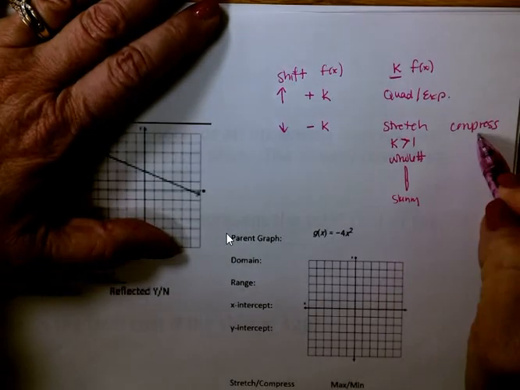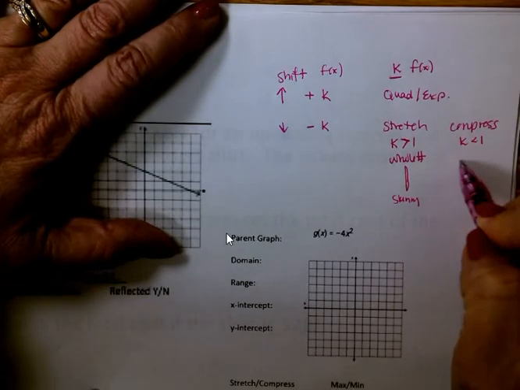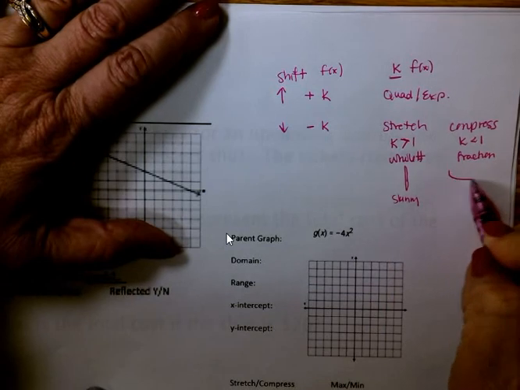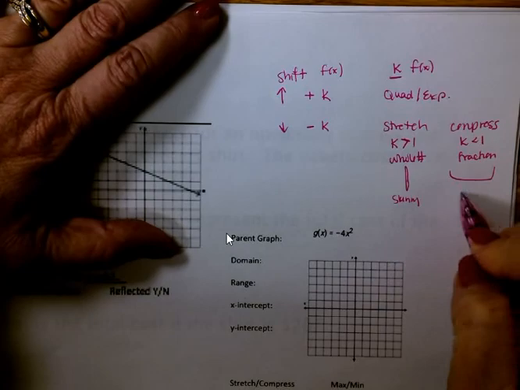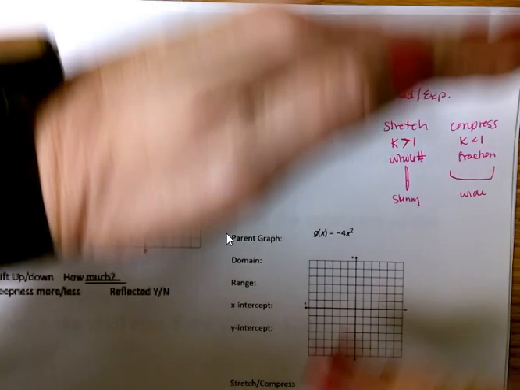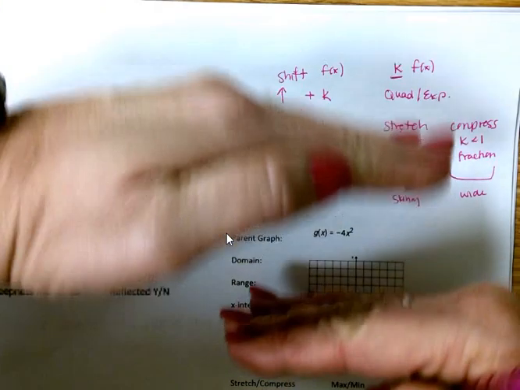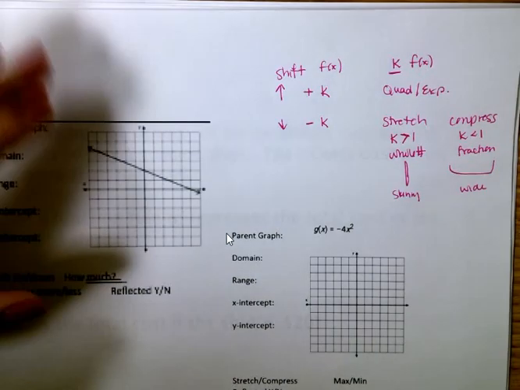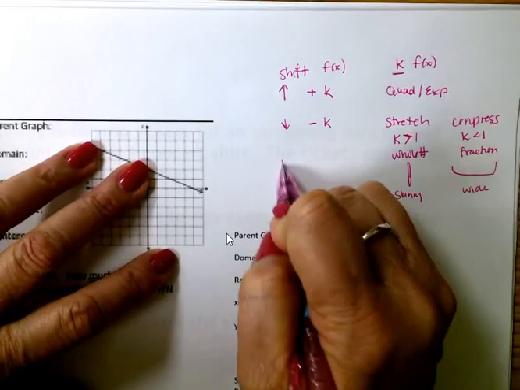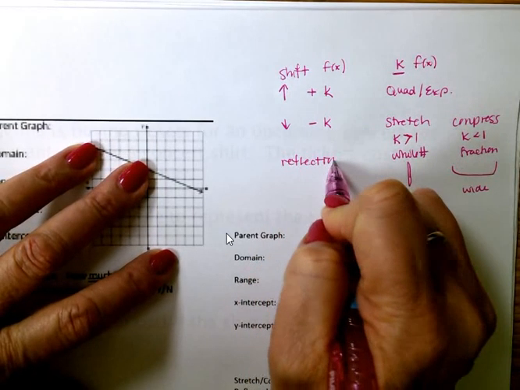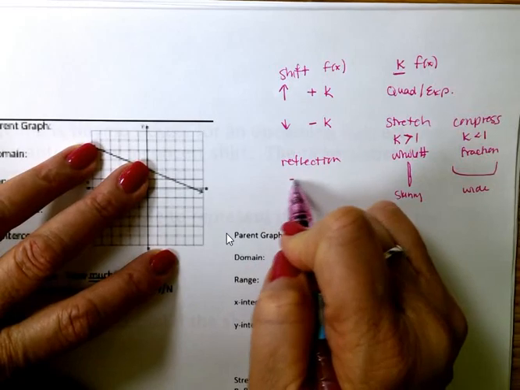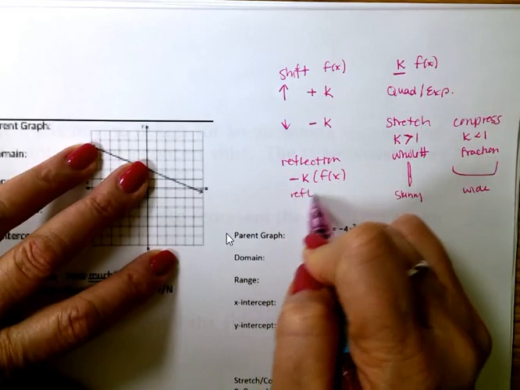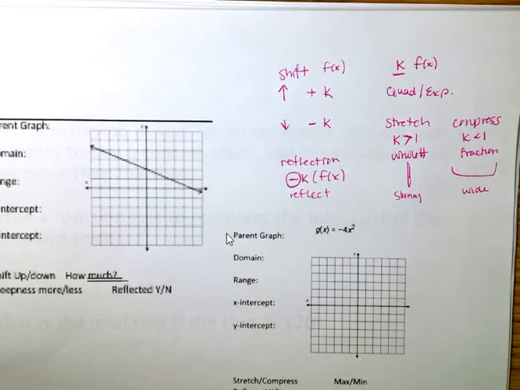To compress, my k is less than 1 or it's a fraction. So if it's a fraction, he's going to be really wide. That's compressing it. Because you're talking about compressing and making him wide, or pulling him really, really skinny by being greater than 1. The last one is a reflection. A reflection just says, whatever this k is in front of this, if he's negative, he's going to reflect. This piece means the reflection, a negative k.